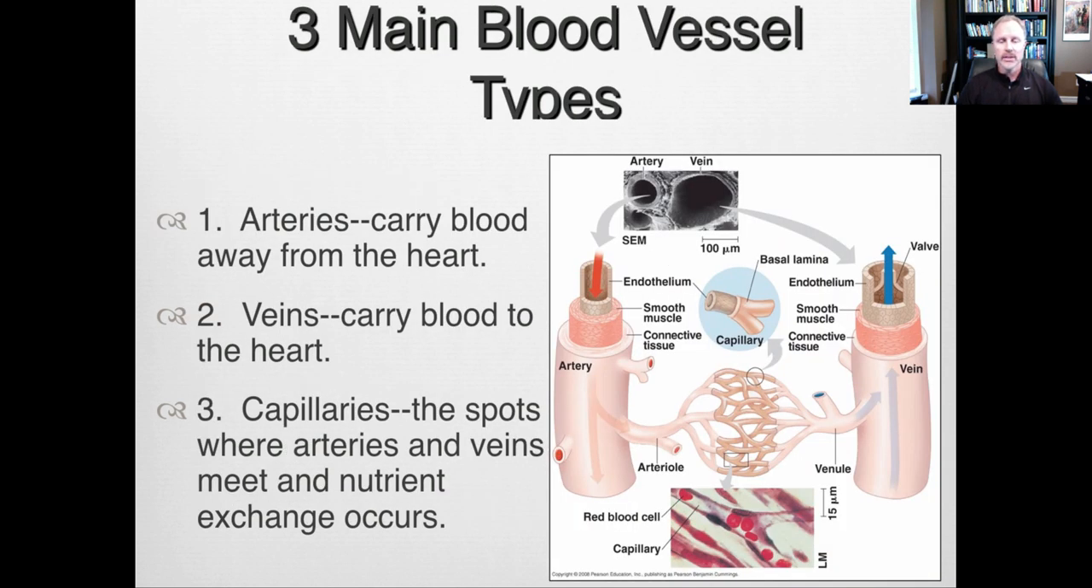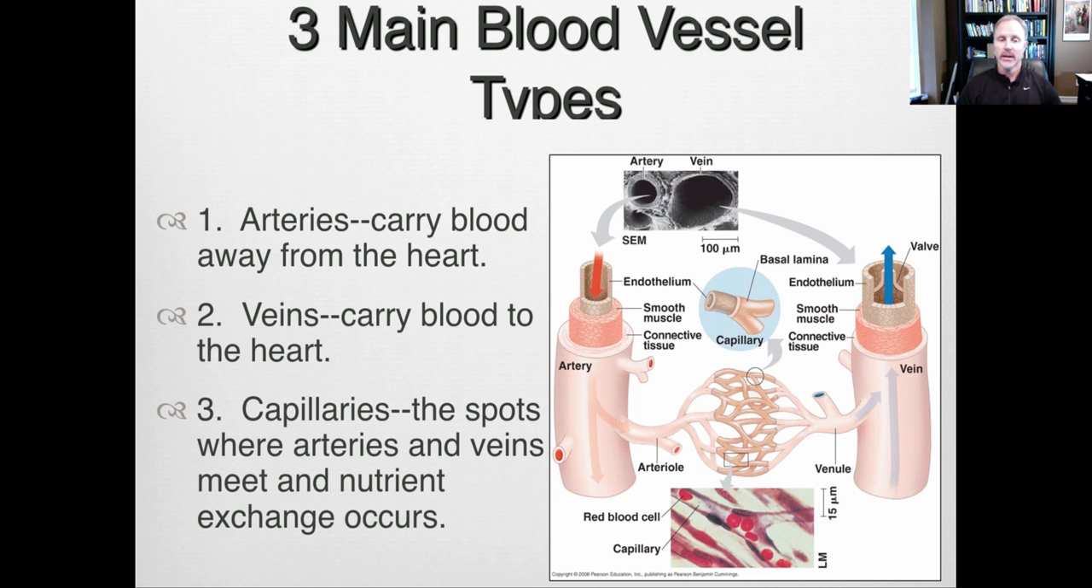So the first thing is we have arteries, and these carry blood away from the heart. Generally speaking, it's oxygenated blood, we said. In the case of the pulmonary arteries, however, it's carrying deoxygenated blood to the lungs. So that's the only case where it's deoxygenated. But the one thing that's always true, we said, is that arteries carry blood away from the heart.